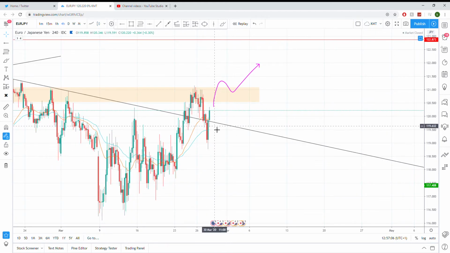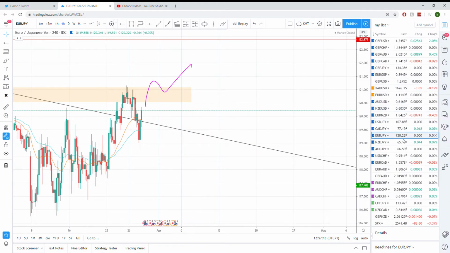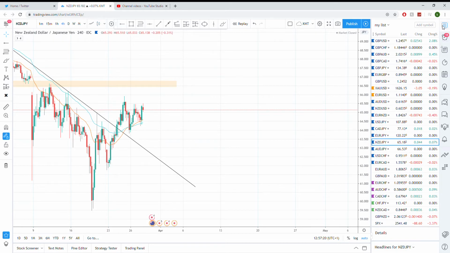Yeah, we can see that we've got a testing of our downtrend here with a bullish pressure to the upside. So interesting if we can get a good push from the euro. We could find some interest there. That'd be great if we can actually get into a position.